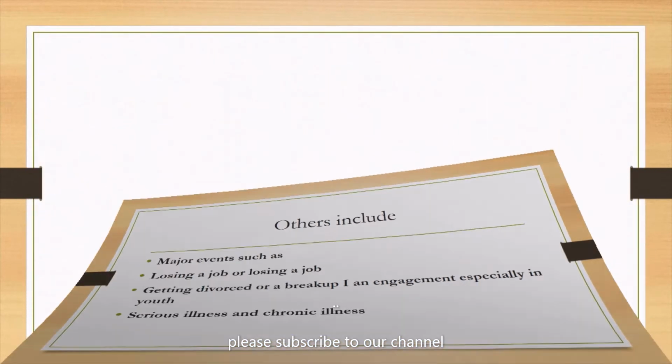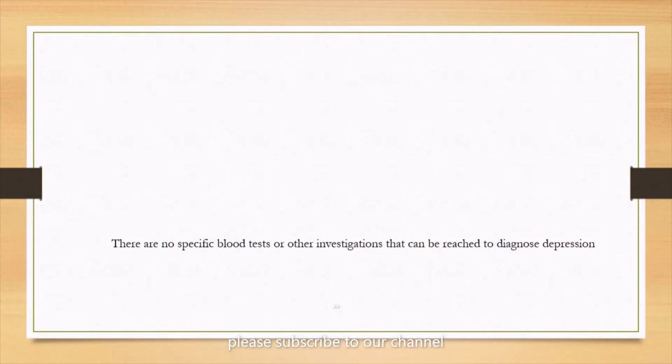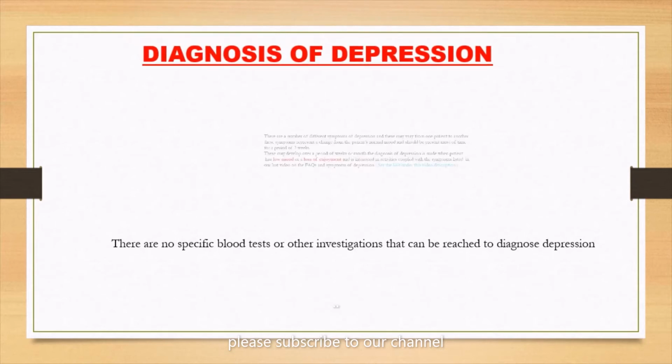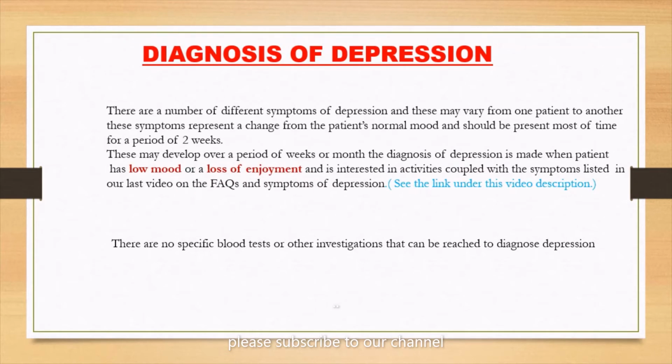The next thing we are going to discuss is the diagnosis of depression. There are a number of different symptoms of depression, and they may vary from one patient to another. These main symptoms represent a change from one patient's normal mood and shouldn't be present most of the time. Basically, for a period of 2 weeks, that is the length of time that one should have a self-rating scale and know whether you have depression or not. So this may develop over a period of weeks or a month, and for you to make this diagnosis.